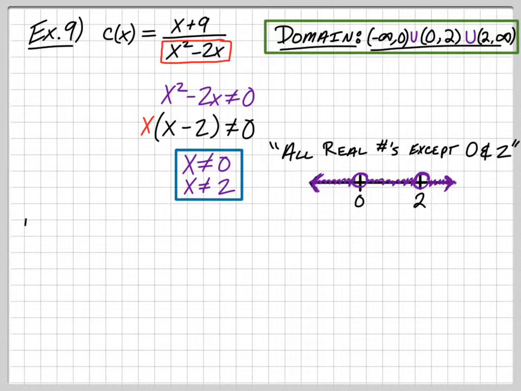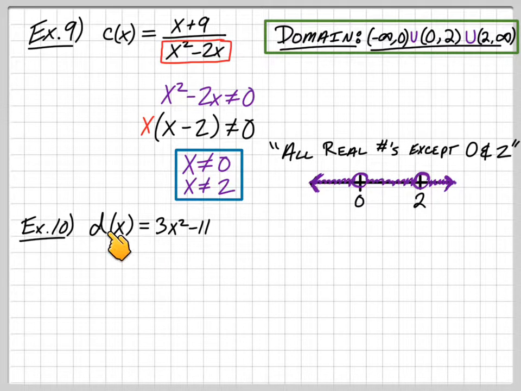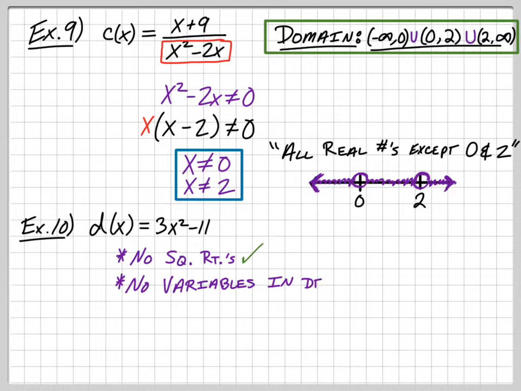All right, last example for these notes. Example 10. 10 good ones today. d of x, some function, equals 3x squared minus 11. Again, I'm going to ask domain and range. But what you should know is there are no restrictions on this, really nothing going wrong with this guy. There's no fractions with the variable in the denominator. There's no square roots. So there are no restrictions on this graph.